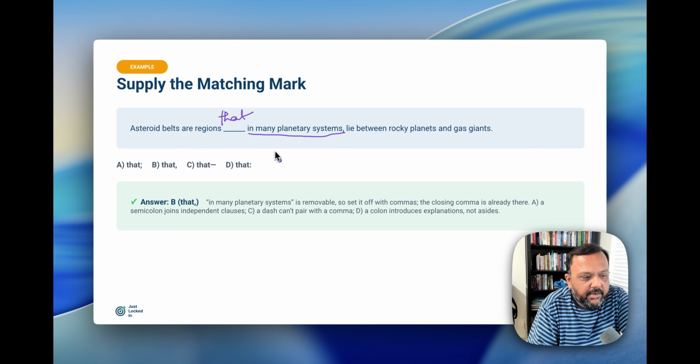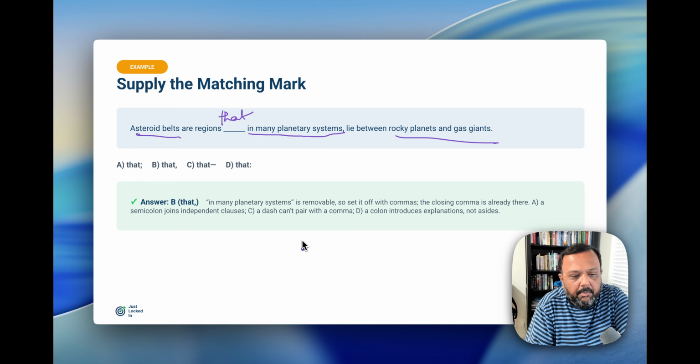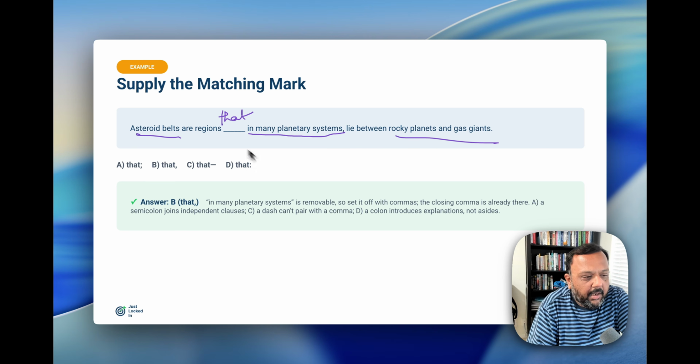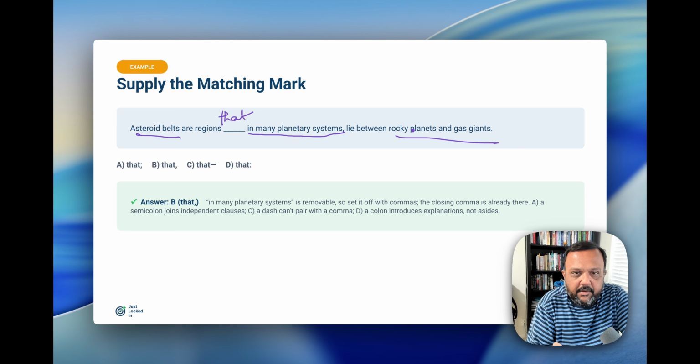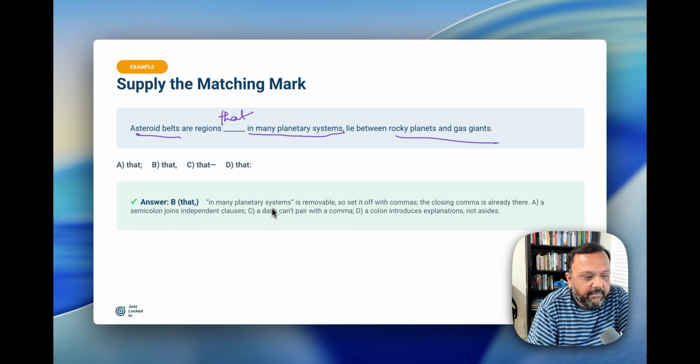What the sentence wants to convey is that these are regions that lie between the rocky planets and gas giants. So that's the core message, or the core idea, that this sentence conveys. So "in many planetary systems" we already discussed in the sentence before.